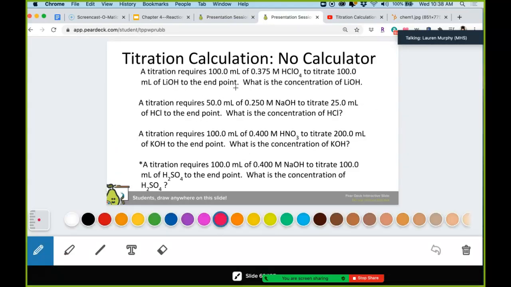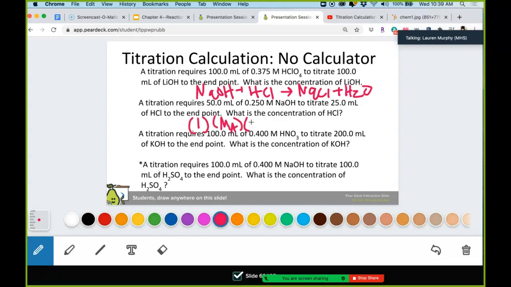So I'm going to skip the first one, and I'm going to go just to the second one. NaOH plus HCl makes NaCl plus H2O. So this is a 1-to-1 ratio. So all the moles of the base is 1. Molarity of the acid is the unknown.